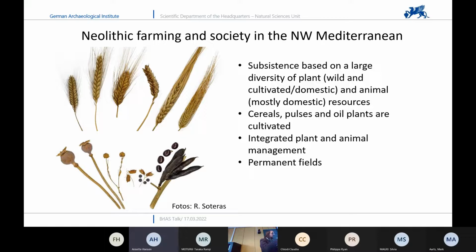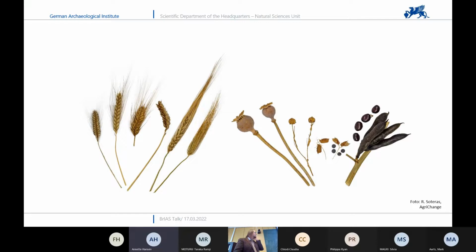everything worked as a cycle, and animals were consuming some of the cultivated plants. The animals were probably browsing on the stubble after harvesting, and then the dung was used as manure, natural manuring. And the fields were actually much more permanent than what one would have imagined. And that's something we see in the weeds that come with the cereals. So this is a bit of a summary of the crop diversity we have.